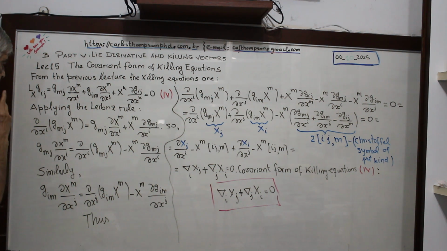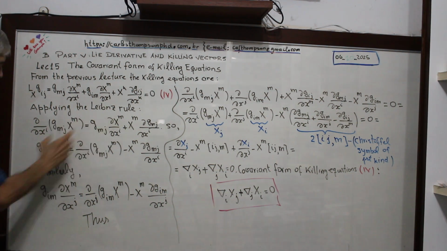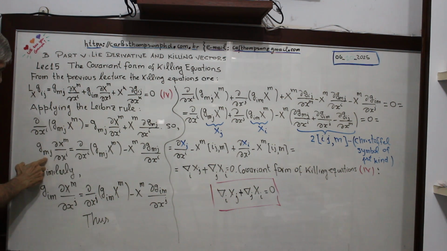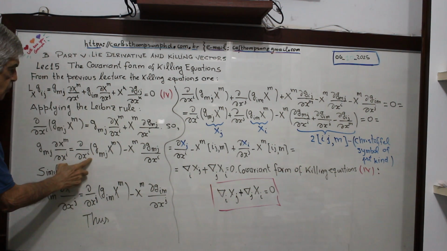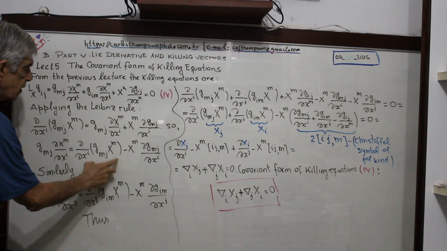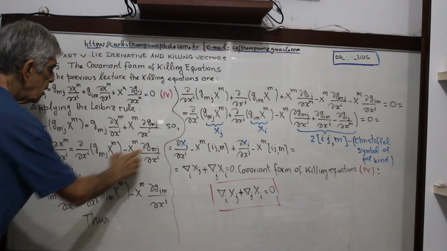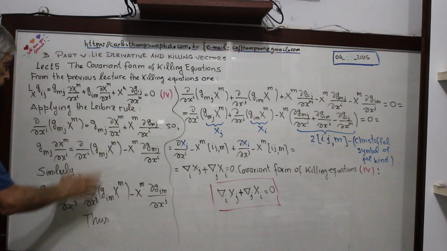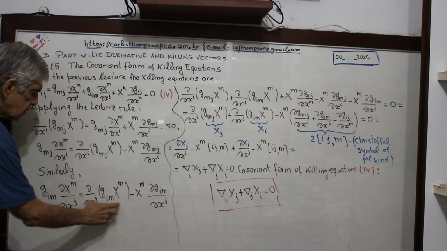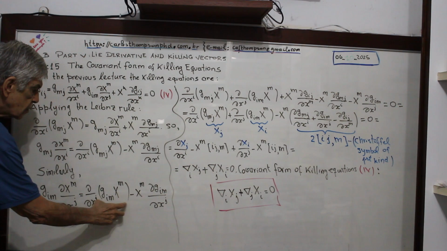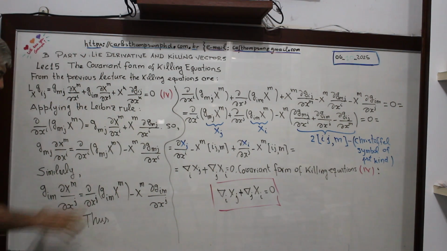And you note that I can isolate this term over here, which, look at here, is partial xi, gmj xm, minus xm, partial gmj xi. Likewise, similarly, you can write gim. That's a derivative of the product minus this relation.